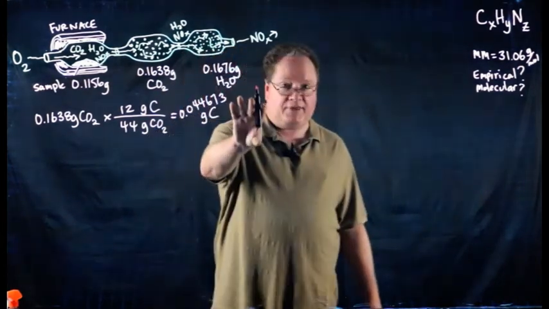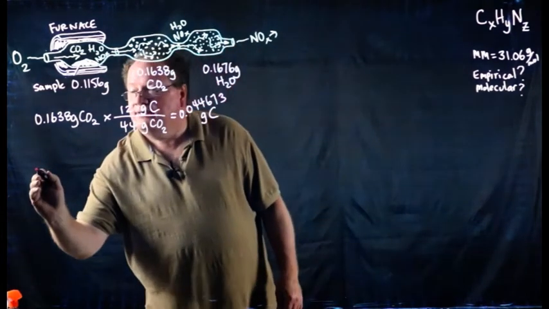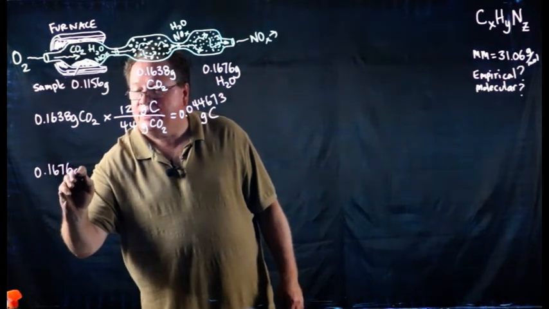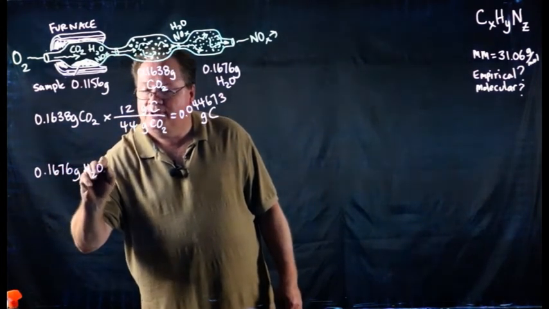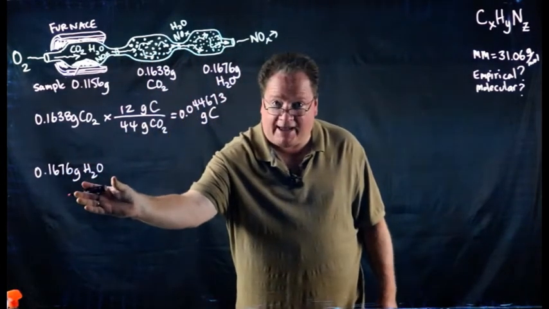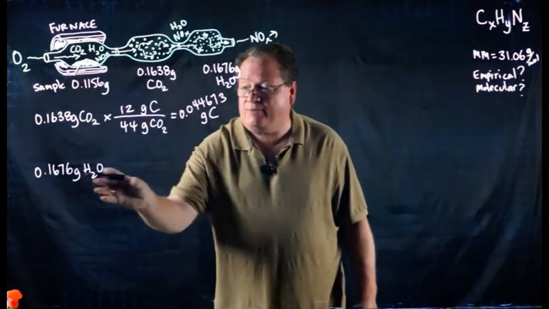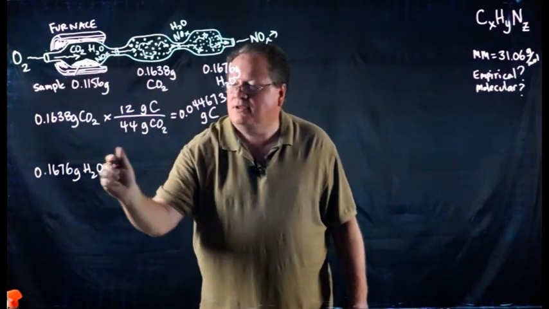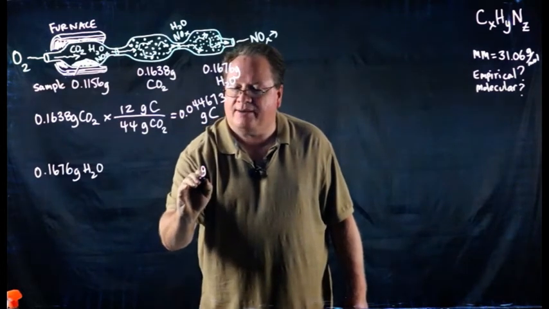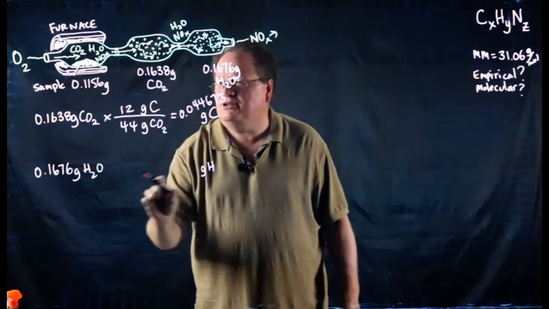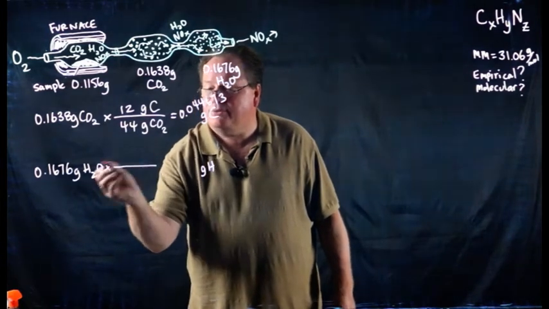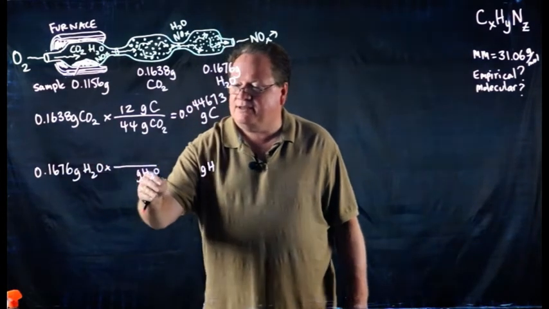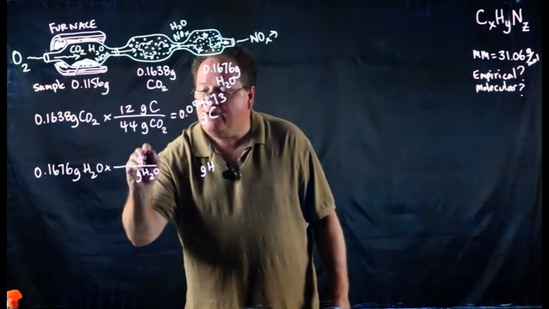Now I'm going to do the same thing with the water. I have 0.1676 grams of H2O, but I don't want to know how much H2O I have. I want to know how much hydrogen I have, because that hydrogen is what came from my sample. So I want to convert this to grams of hydrogen alone. I'm going to do the same thing that we did previously, which is put grams of H2O on the bottom to get rid of it, and I want to end up with grams of hydrogen.